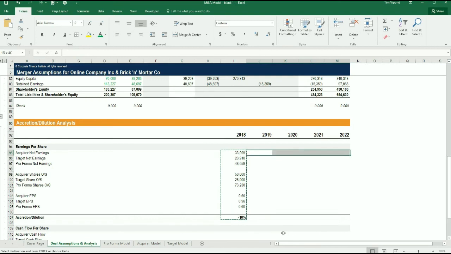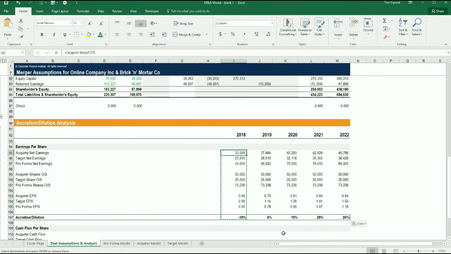Let's copy and then paste here as formulas those numbers. But what we can see is that as synergies kick in and interest payments go down because debt's being repaid, those two forces in particular drive significant accretion over time. And what you can see is that by the year 2022, the pro forma company has earnings per share of $1.18, whereas they would have only had in the original model earnings per share of 94 cents.